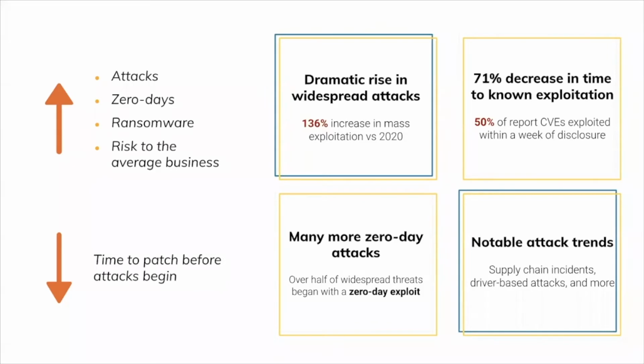Overall, we saw the average time between disclosure and exploitation fall from, get this, 42 days down to 12 days. That's a month. And half of the CVEs in our report were exploited within a week. We aren't exaggerating when we say that this is huge. Lower time to exploitation means security teams need to reevaluate their program efficacy because they have much less time to remediate critical vulnerabilities and get compensating controls in place than they're used to.